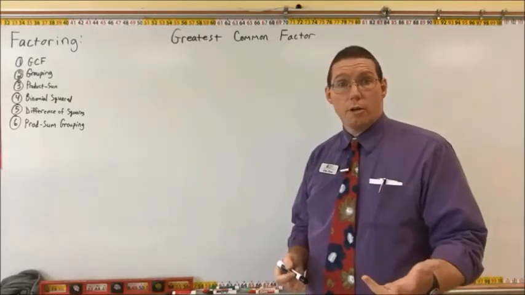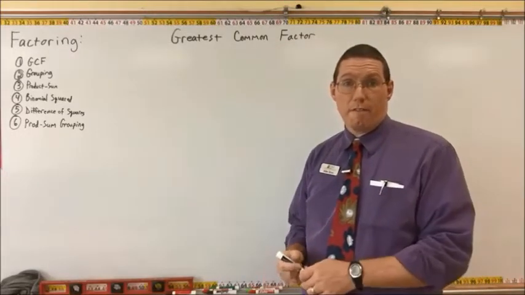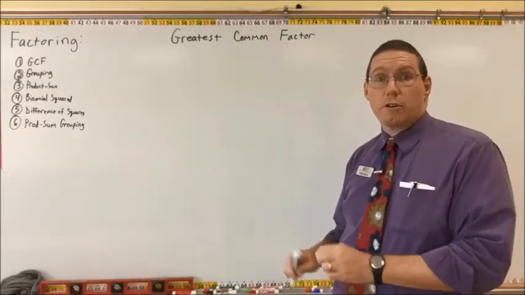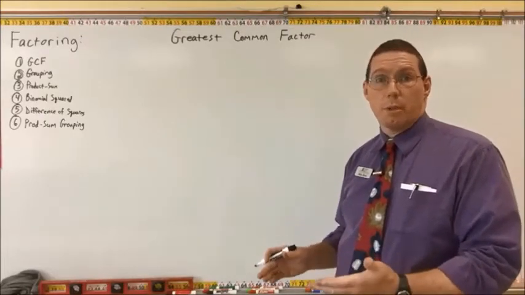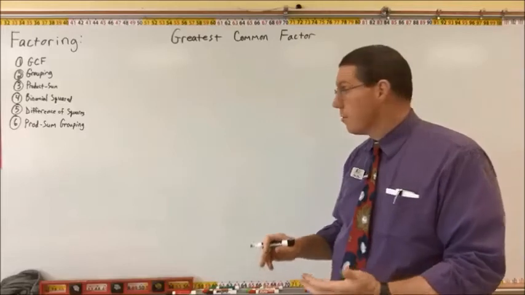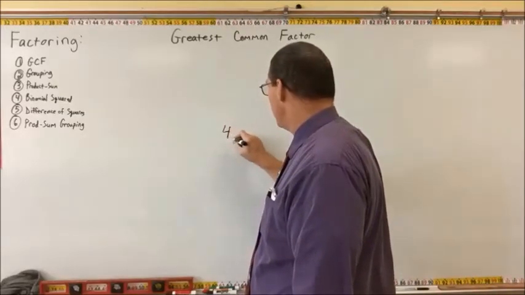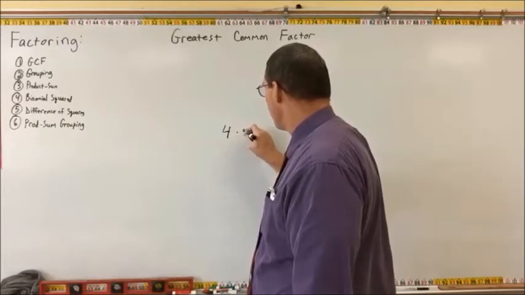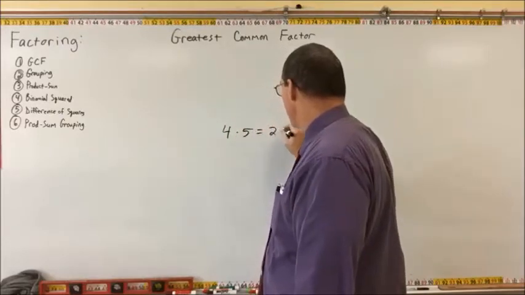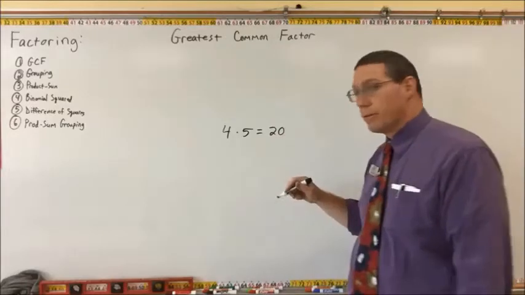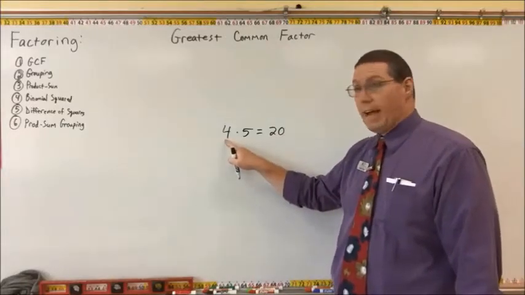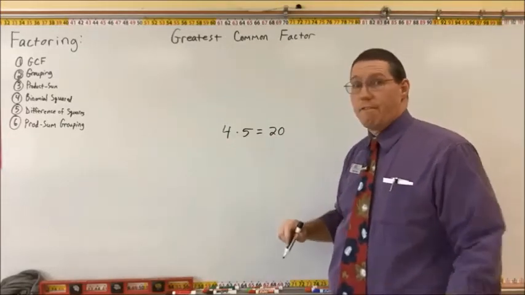Now, in order to understand that, first you need to understand what a factor is. A factor is just anything that is multiplied by something else. So, for example, if we have the multiplication problem 4 times 5 equals 20, in this particular case, 4 is a factor and 5 is a factor.